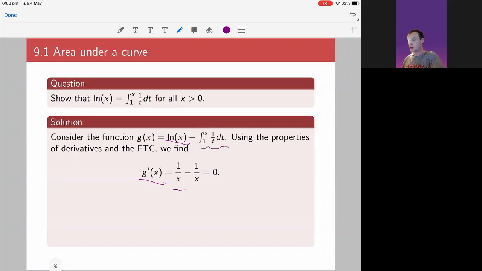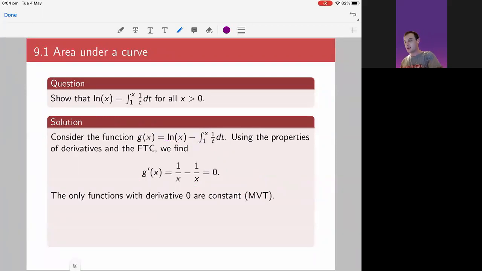And by the fundamental theorem of calculus, I know that this function has a derivative, and its derivative is precisely whatever was on the inside. So g prime of x equals 1 divided by x minus 1 divided by x. And of course, this is equal to 0. And just remembering that we're dealing with x bigger than 0 here. Okay, that's great. That means that the derivative of g vanishes everywhere. So that means this function g is constant. Therefore, g is constant in x.